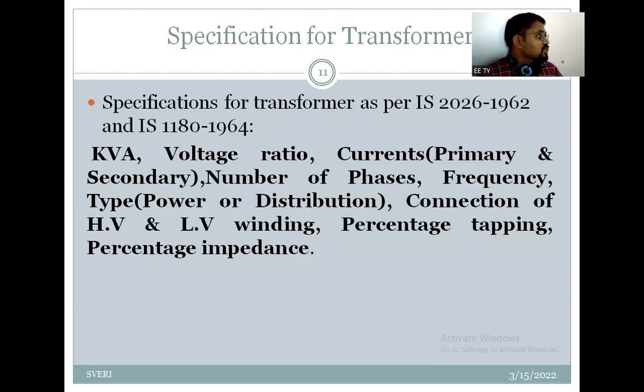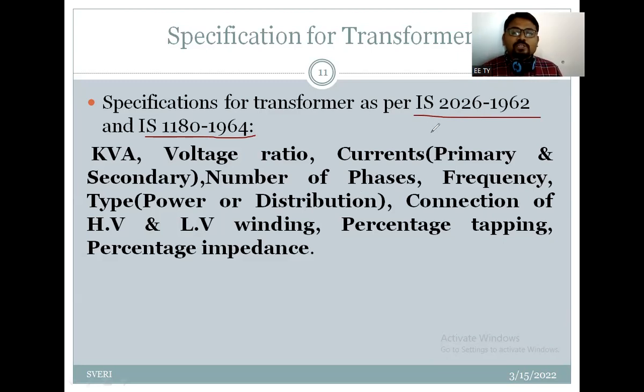These specifications, again, in MCQ, what are they going to ask? See, whatever Indian Standard is also given, they will also ask this in the MCQ: as per which Indian Standard we are using this.